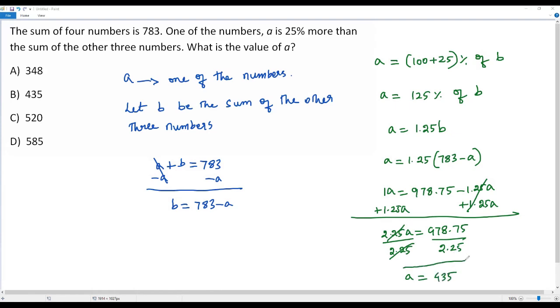Now I got the value of A. The value of A is 435. We find this 435 in answer choice B. The correct answer choice for this question is B.